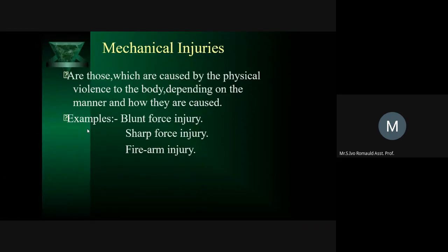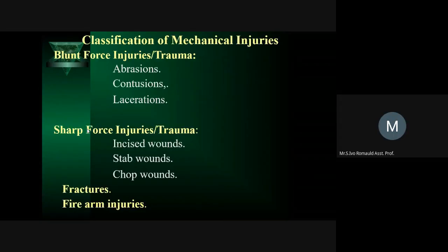Examples are blunt force injury, sharp force injury, firearm injury. Blunt force means, not a sharp knife. Hitting with wood, sir? Yes, wood. Something done without a sharp object, that is called blunt force. If any blunt objects are used, even hitting with the hand, it will come under blunt force injury. Okay sir.